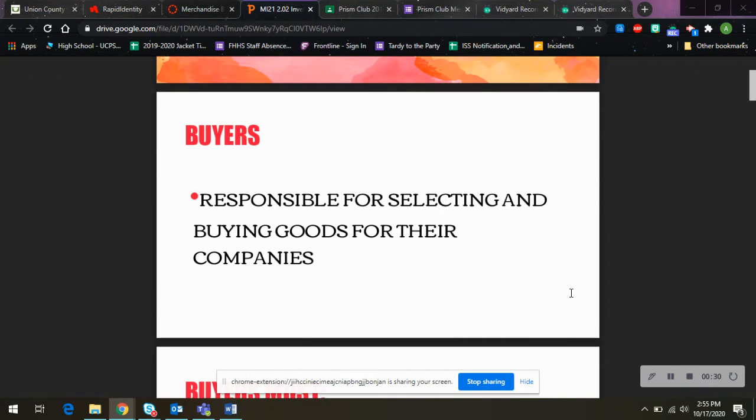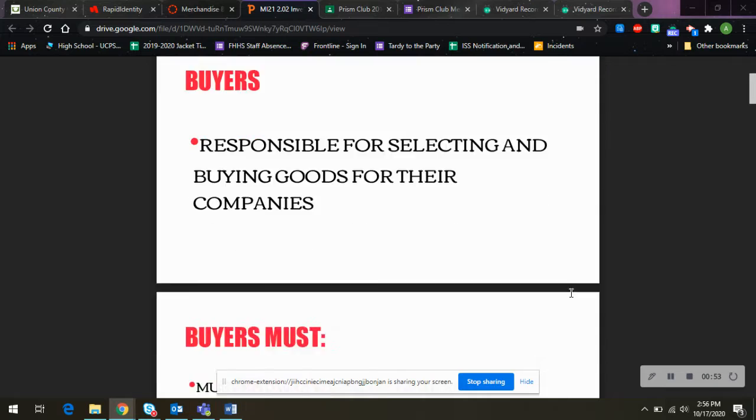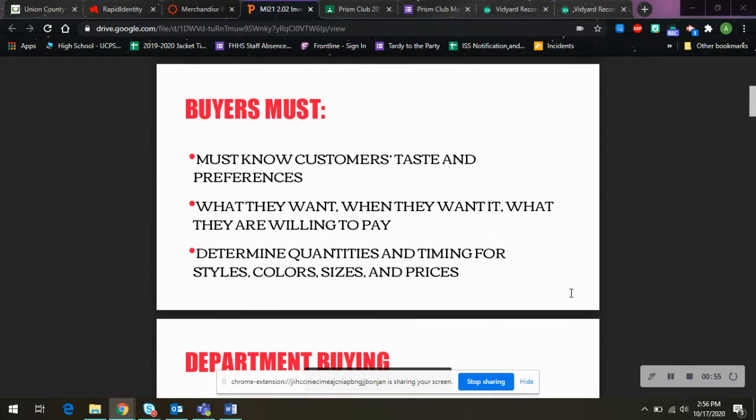So, the first thing is buyers, and buyers are responsible for selecting and buying goods for their companies. So this is not you going and buying something. This is someone going for, let's say, Walmart and buying up a bunch of items that a different company is making for Walmart to sell if they think that Walmart will do a good job of selling them. Buyers must know customers' tastes and preferences. They have to know what they want, when they want it, and what they're willing to pay for it. So that's their company wise.